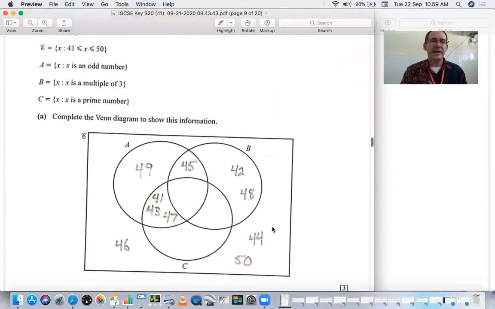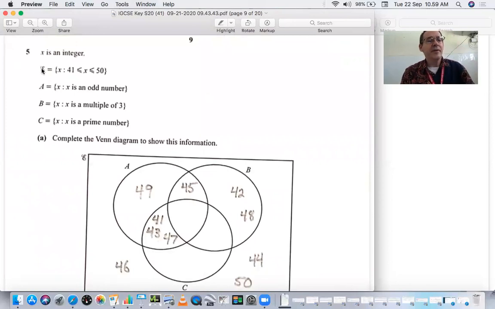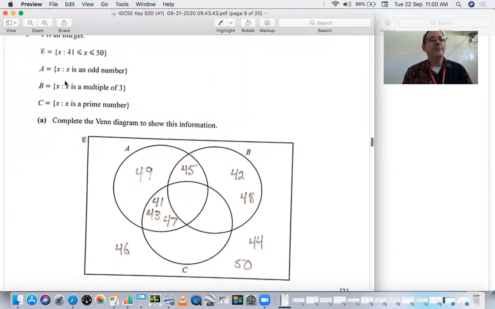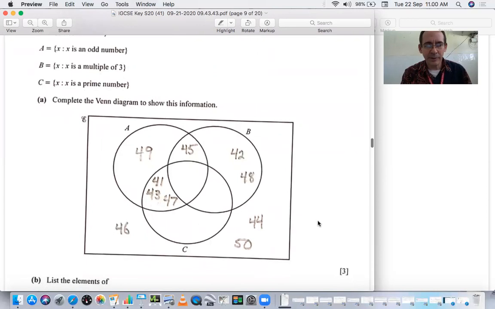Then here we have a Venn diagram. X is an integer. The elements are between and including 41 to 50, where that's all the elements. So in our circle A are going to be odd numbers. In circle B, multiples of 3. And in circle C, only prime numbers. Complete the Venn diagram. Now remember, you don't have to have a number in every single area, but those are possible outcomes. So we start with 41.